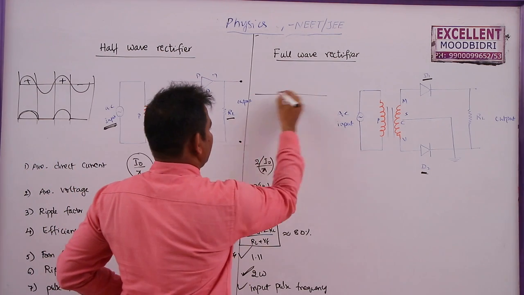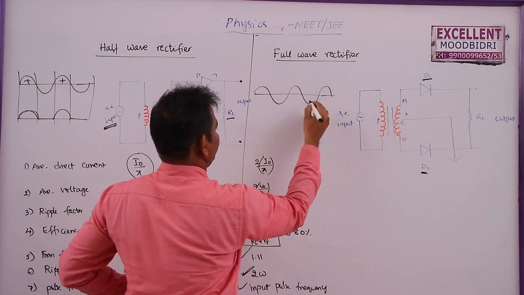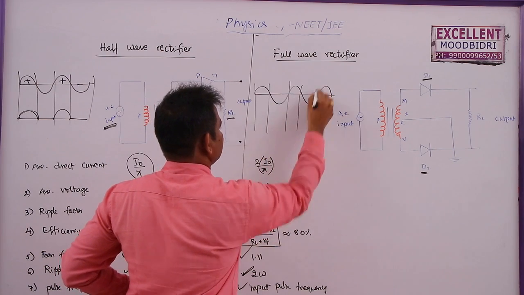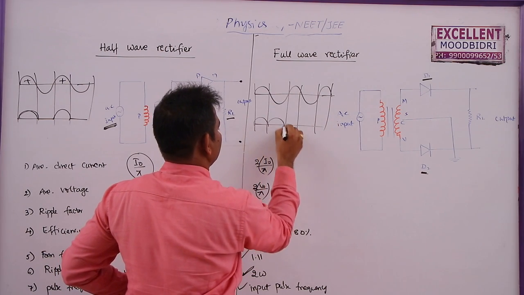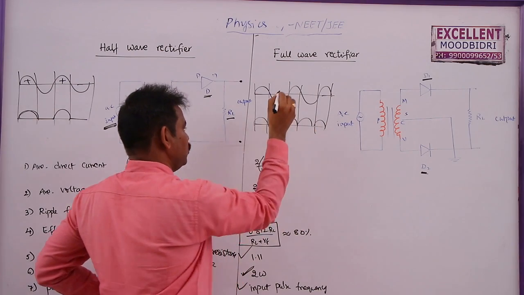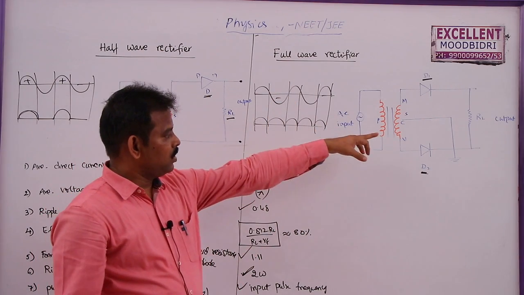That means if there are 2 pulses in the input wave, you will get the same number of pulses in the output wave here, 1, 2, 3, 4, 5. That means during the negative half cycle also it will give the output.